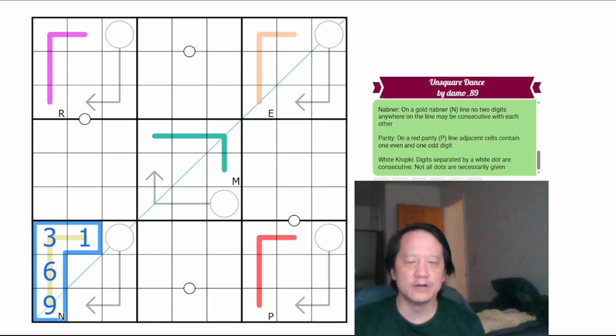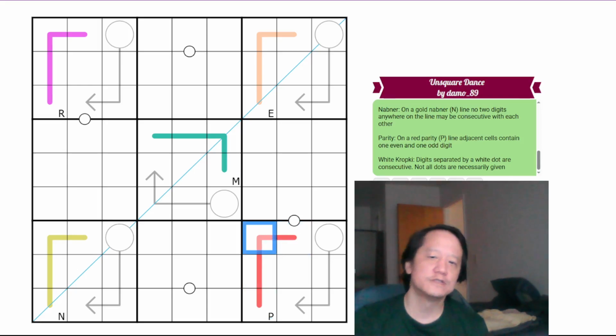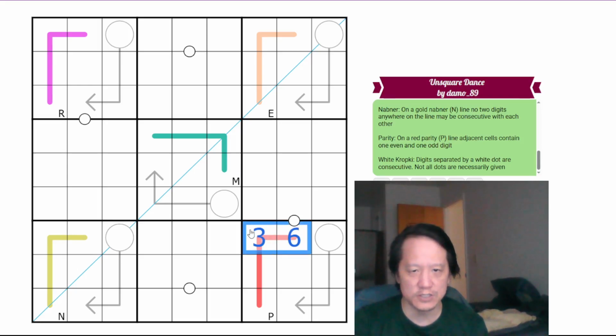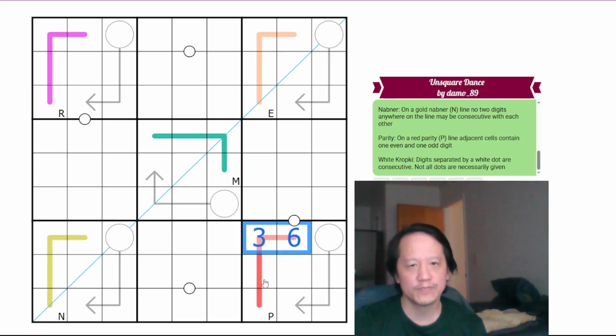And finally, or not finally, we still have parity lines, P, where on a red parity line, adjacent cells contain one odd and one even digit. So we could have something like, say, 3 and 6 here, because these 2 digits have to be odd and even as a pair, or adjacent digits.